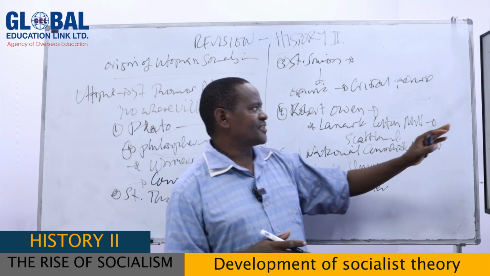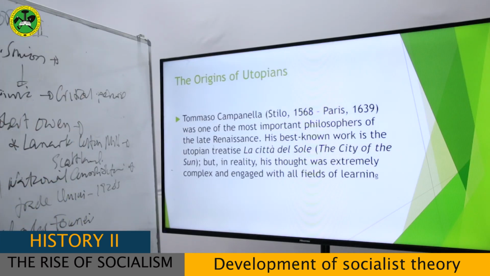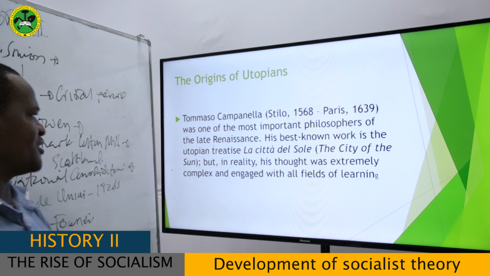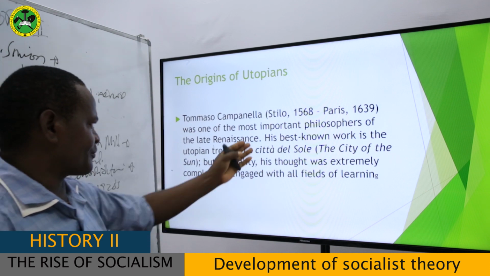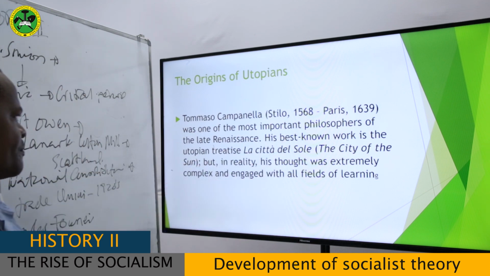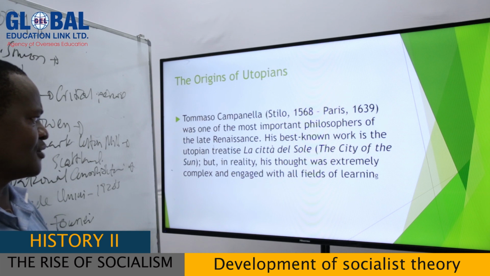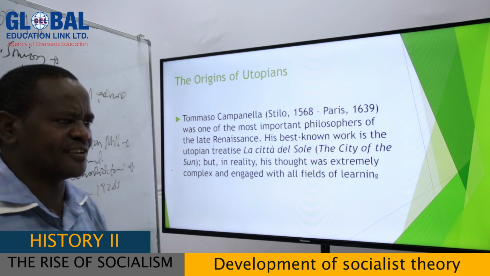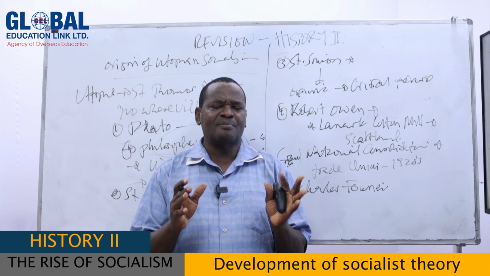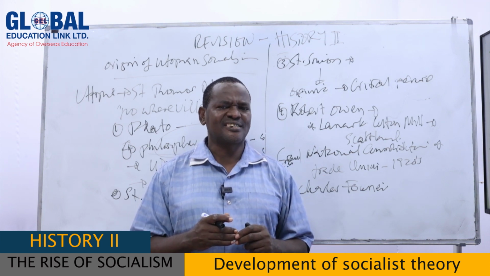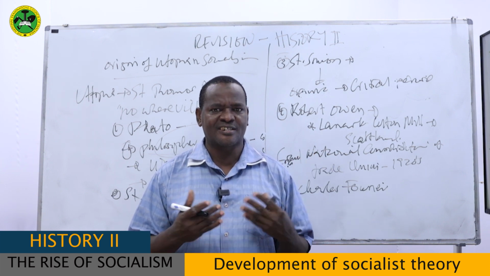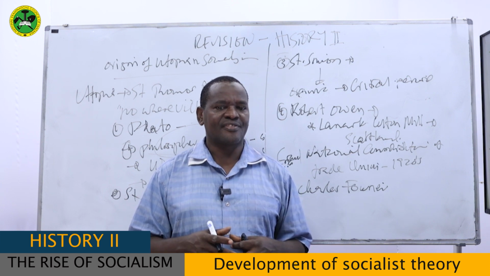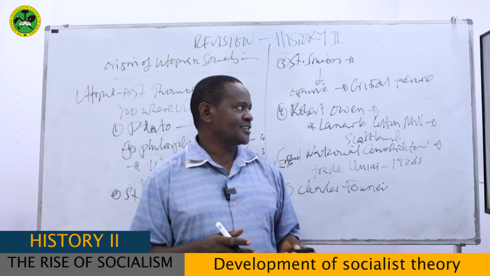My dear students, the last one is Thomas Campanella. Thomas Campanella is also another utopian socialist, a place where we can trace the beginning of socialist ideas. His best-known work is the utopian treatise La Città del Sole, the City of the Sun. He wrote a book explaining the City of the Sun, a city in which people were living like in paradise. People are having a so good life. So remember, all of these things I'm saying are just imaginary. They were not real. And that's why these people are called utopian socialists.